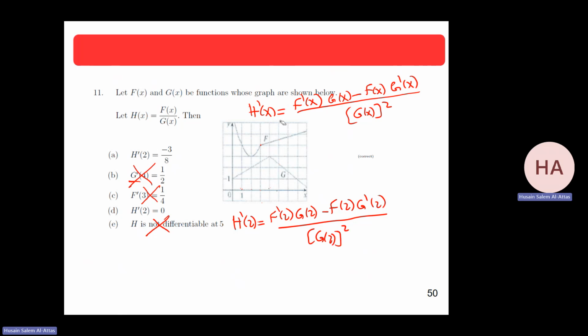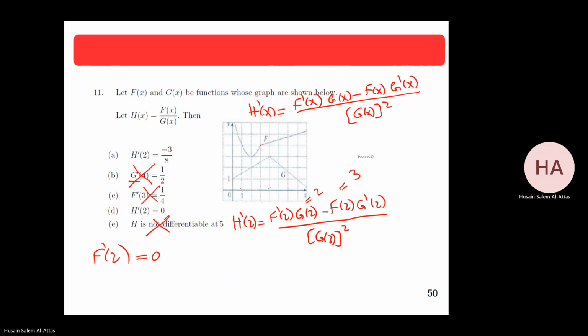Okay. Now, what is f at 2? 1, 2. This is f. 1, 2, 3. This is 3. What is g at 2? This is 2. That will be 2. Now f prime at 2. This is 1, 2. Here f prime, so I have a horizontal tangent. So f prime at 2 is 0.